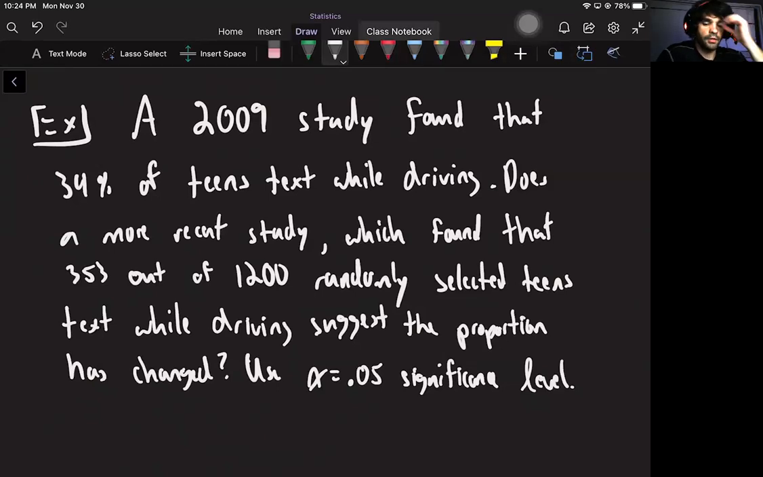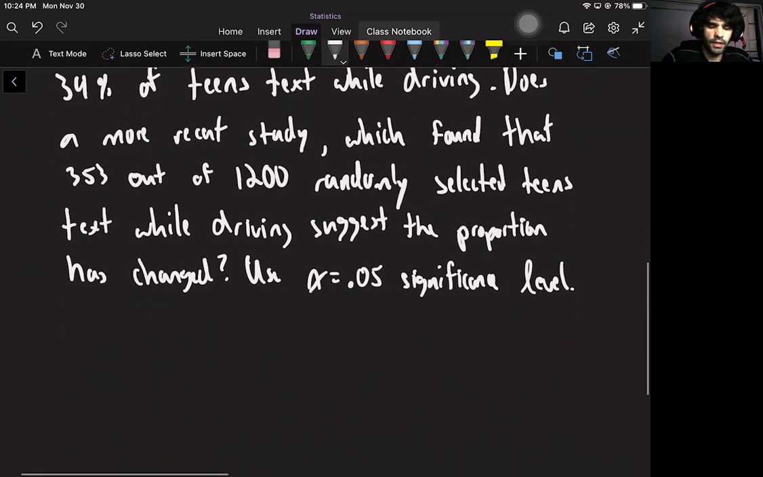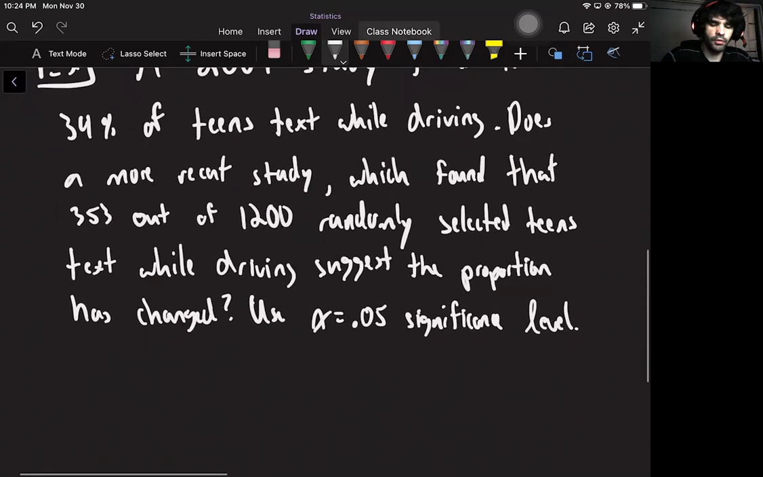A 2009 study found that 34% of teens text while driving. There's a more recent study which found 353 out of 1,200 randomly selected teens text while driving. Suggests the proportion has changed. Use alpha equals 0.05 for the significance level. Okay, so the idea is, how is this different than the previous ones?